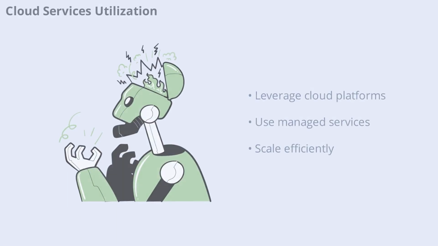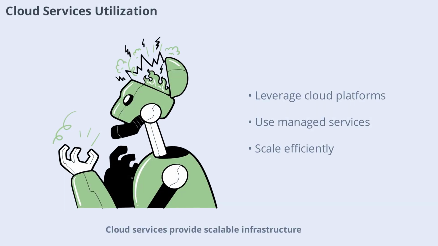Cloud services provide scalable infrastructure and powerful tools for AI development. Platforms like AWS, Azure, and Google Cloud offer managed services for data storage, model training, and deployment. Assess your needs and choose the right cloud solutions to support your Narrow AI system efficiently.